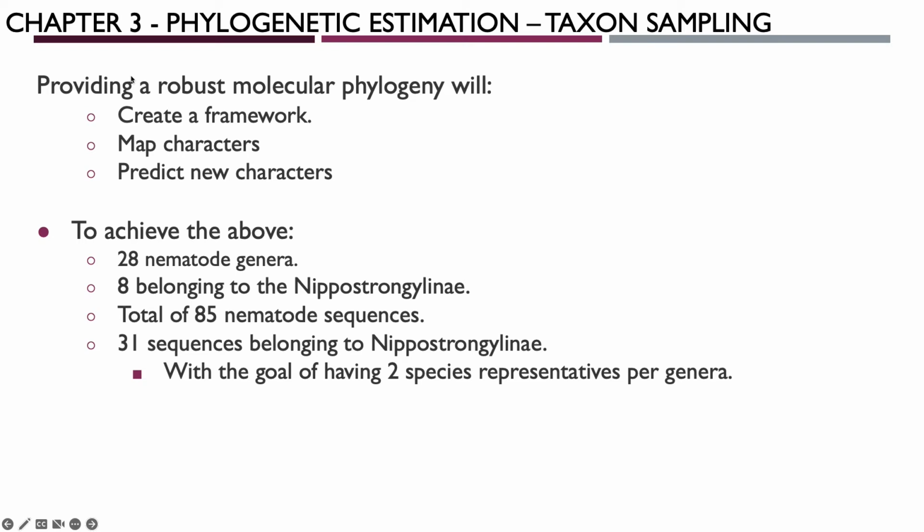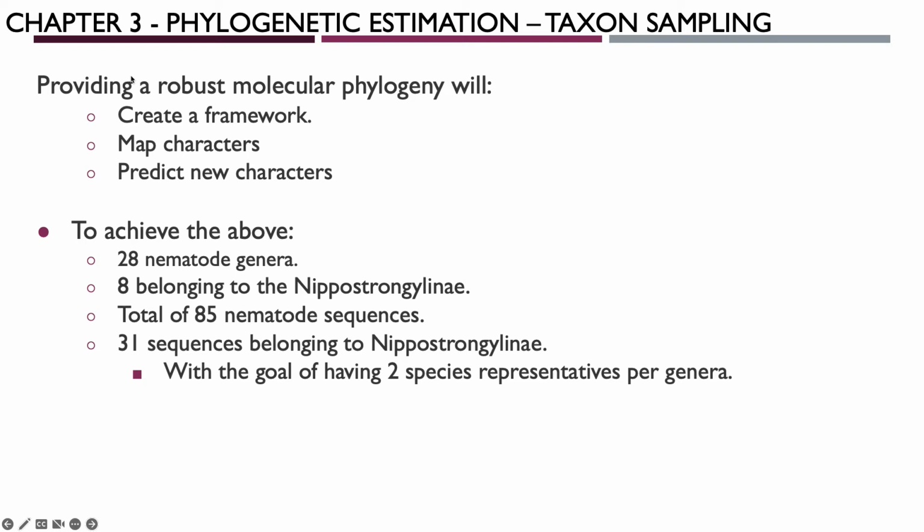So we need to create a robust molecular phylogeny that's going to create a framework, map characters, and predict new characters. That's the goal. We need to create an actual framework. Until now, we've had this box where previous researchers have suggested different characters. Now we need to go in and test these ideas, this box, to test new characters and new technologies to help create a better framework.